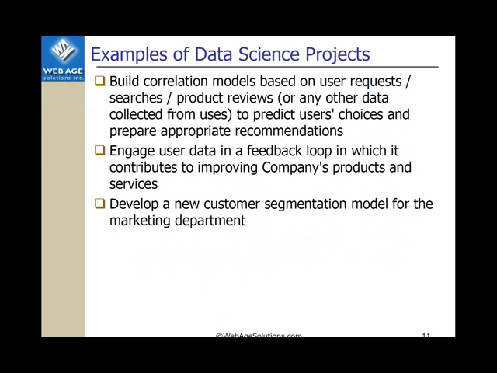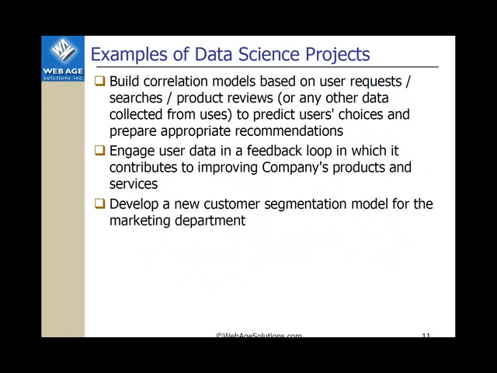Some of the examples: basically you can build a basic correlation model, request research based on your product reviews. So you would probably be collecting information from Twitter feedback and maybe monitoring Facebook or other social media, trying to understand users' sentiments, predict users' choices, and prepare appropriate recommendations to maybe modify certain parts of the product, some features.